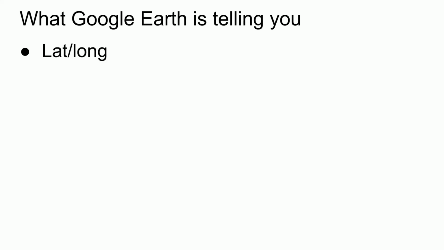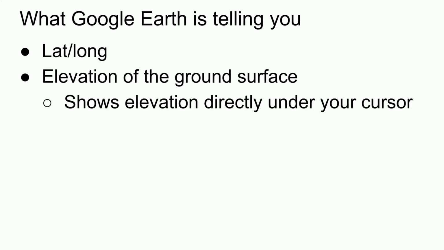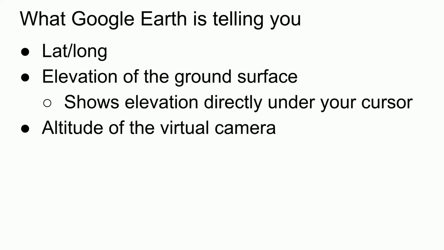It'll show you the latitude, longitude, and the elevation of the ground surface, and it'll show you those values for the location directly under your cursor. So if you move your cursor, the latitude, longitude, and elevation will probably change. That's the way it's supposed to work. Google Earth will also show you the altitude of the virtual camera, like how high your virtual eyeballs are above the ground. We never want that value. I will only be asking you about the elevation of the ground surface.